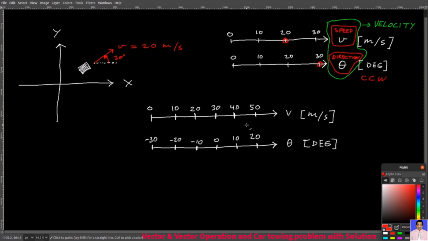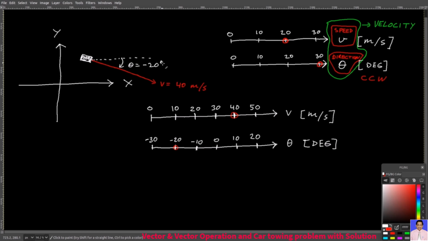If I had chosen other values for my speed and direction, let's say 40 meters per second and minus 20 degrees, then this car that drives here on this 2D plane, its velocity is the following. The speed, or the v dimension, is 40 meters per second, and then the angle theta is minus 20 degrees, or 20 degrees clockwise. So new speed and new direction.